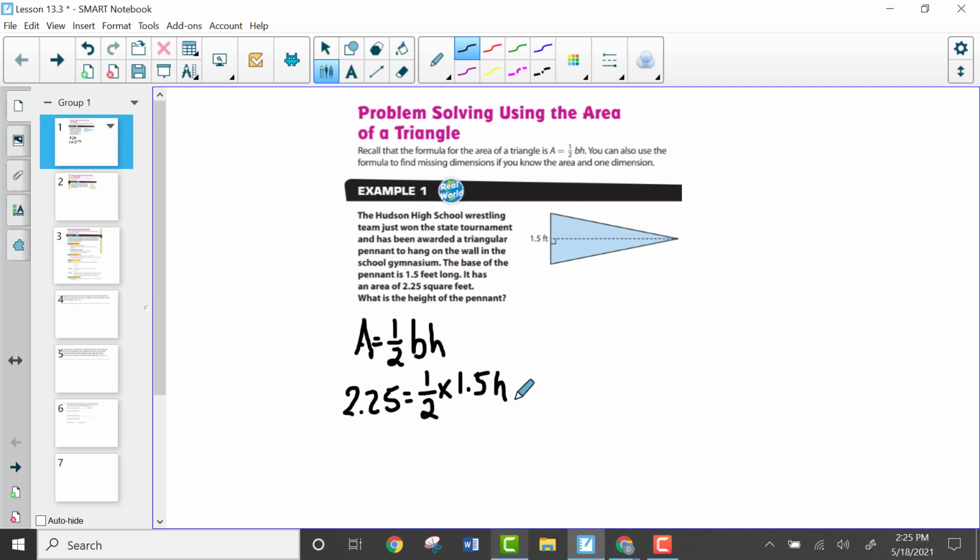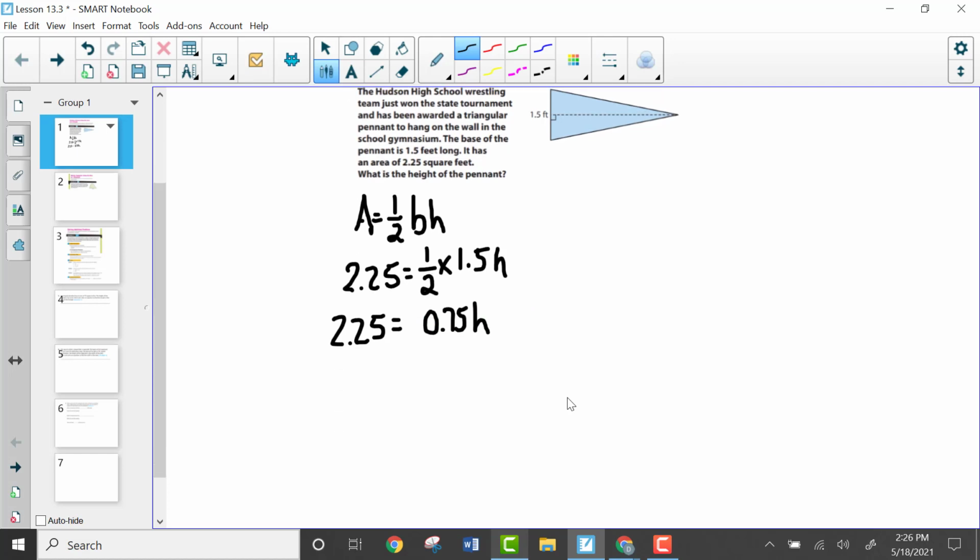And now our next step is to work out the problem on the right side of our equation. So we take 1/2 and we multiply it by 1.5, and that's going to give us 0.75. The height stays the same, and then we have 2.25 equals 75 hundredths times a number. Now, we need to get h all by itself. We need to get the height all by itself. So what we do is we divide both sides by 75 hundredths, after we've worked out all of our numbers there on the right side.